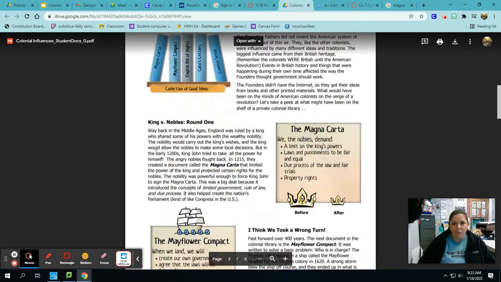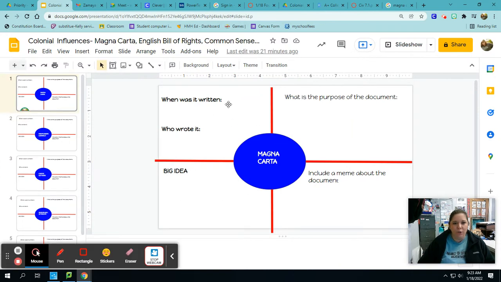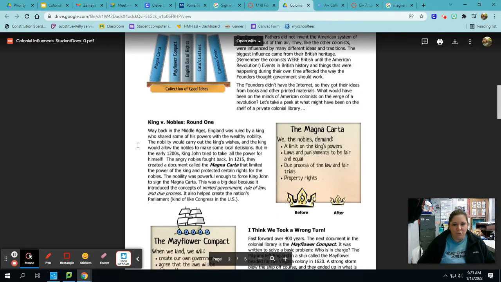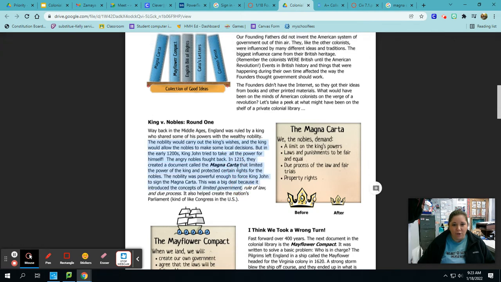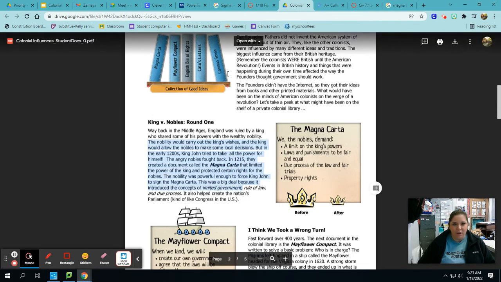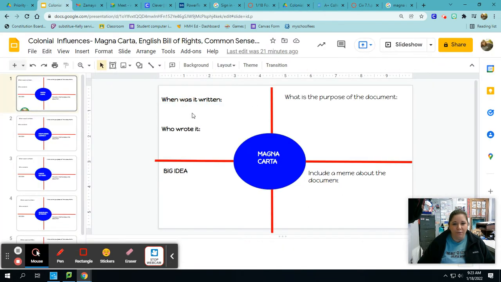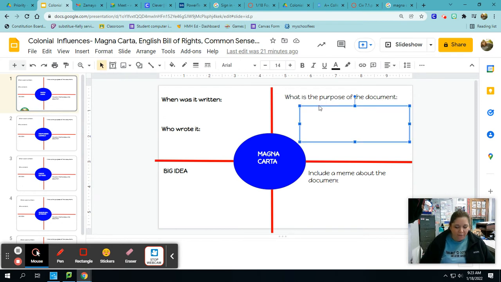So, right here, we talked about the Magna Carta. On your assignment today, it's going to say, when was it written? Your information will be found here in this document. So it says in 1215, they created a document called the Magna Carta. Who created that document? Angry nobles, or just nobles. And why did they create it? So when was it created? 1215. Who wrote it? The nobles. What was the purpose of it? Why did they have to go towards King James II? No, King John. And why was this document created to begin with?